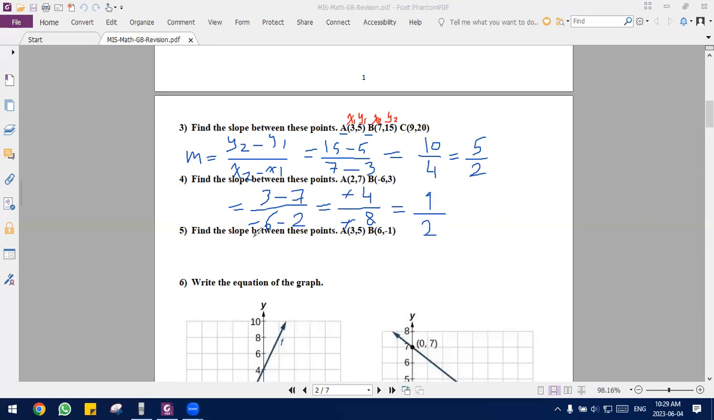For question 5, again find the slope. We do y2 minus y1 over x2 minus x1. Minus 1 minus 5 is minus 6. 6 minus 3 is 3. So 6 divided by 3 is 2. Don't forget we have the sign minus, so the slope is minus 2.